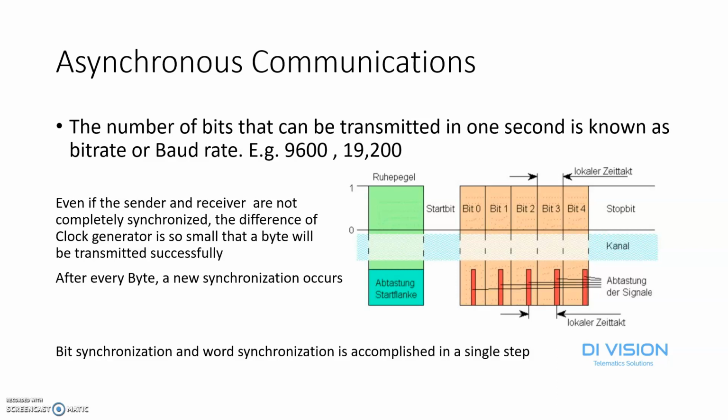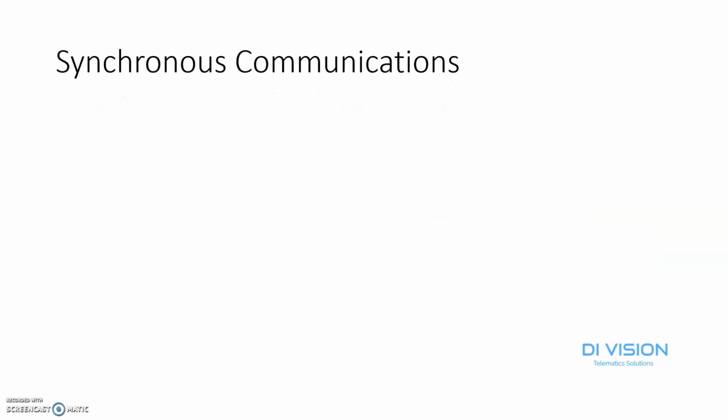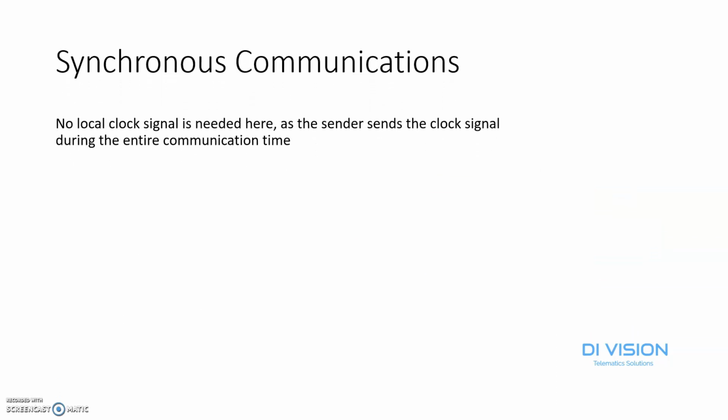about asynchronous communications. In synchronous communications, no local clock signal is needed, as the sender sends the clock signal during the entire communication time. This clock signal specifies the length of the bit.